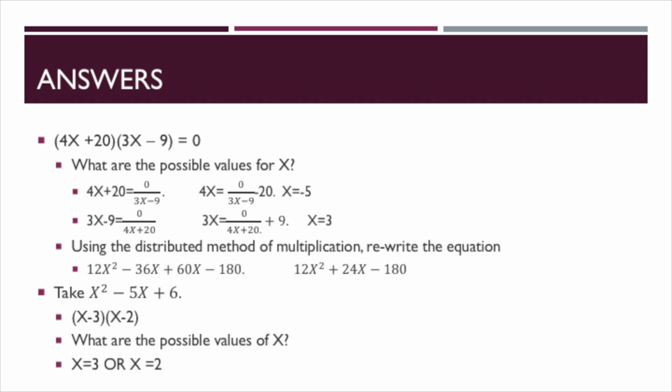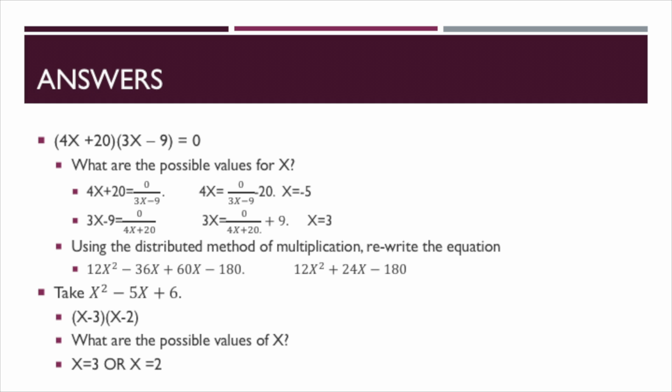Okay, this last one's pretty hard. Let's take 4x plus 20 times 3x minus 9 equals 0, and what are the possible values for x? Well, let's divide both sides by 3x minus 9. And we've got 4x plus 20 is equal to 0 over 3x minus 9. Now, 0 divided by anything is always 0. And so we have 4x equals 0 over 3x minus 9 minus 20, and we have x equals negative 5.